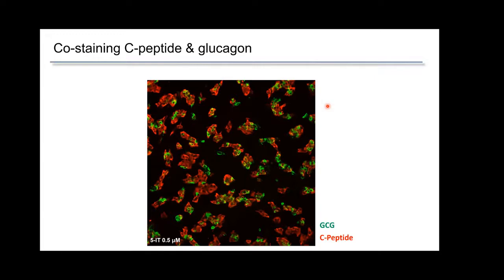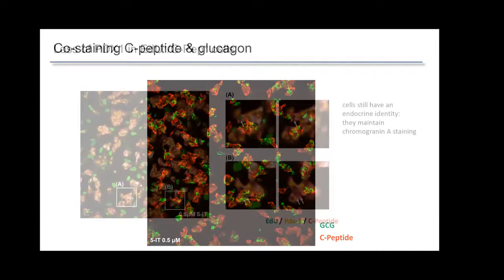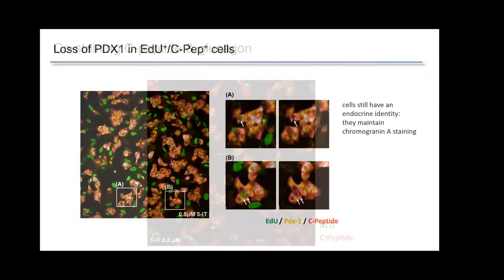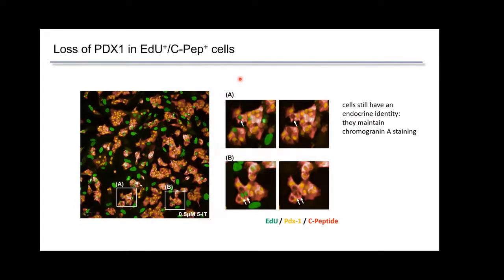To get around that, we tried to do staining with PDX1, thinking, well, it's nuclear, so EDU and PDX1 will be right on top of each other. That should be much easier to measure. However, we found something really interesting, which didn't work for screening, but has led to another project, which is that every time we found an EDU positive, C-peptide positive cell, it was PDX1 negative.